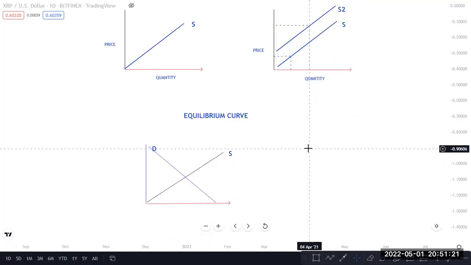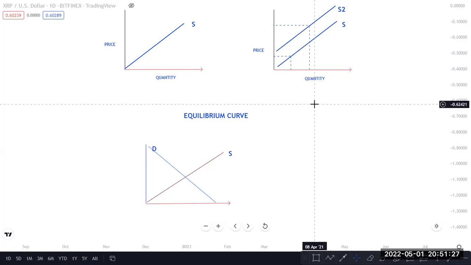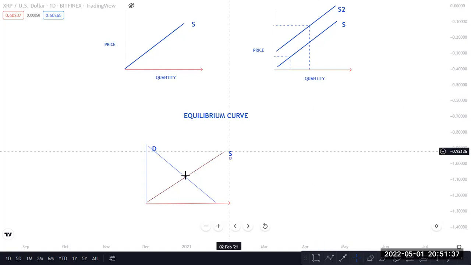So we've got now the equilibrium. Okay. So in the equilibrium, it is the point whereby now demand is equal to supply. It is the midpoint, right?